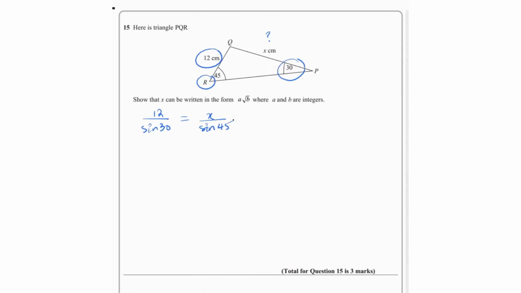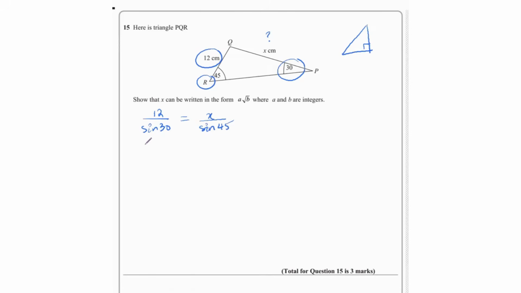Now, as you know, this is a non-calculator paper, so we cannot use the calculator to find the value of sine 30 and sine 45. But for this, you need to know your exact values of trig ratios. You need to know the values of sine 30, sine 60, sine 45, cos 45, cos 30, cos 60, tan 30, 60, 45, all of these. So either you memorize those or you use the special triangle.